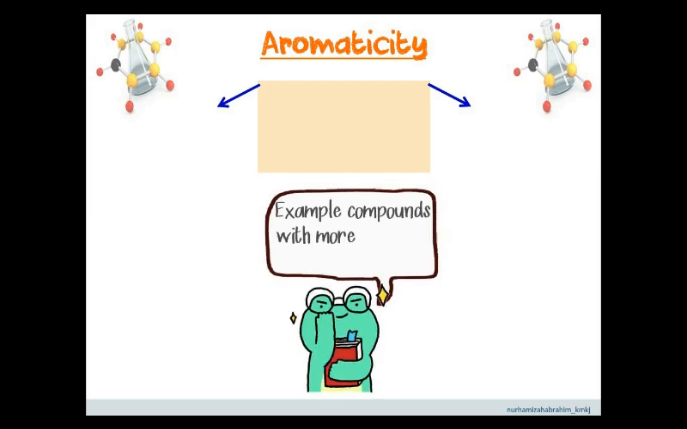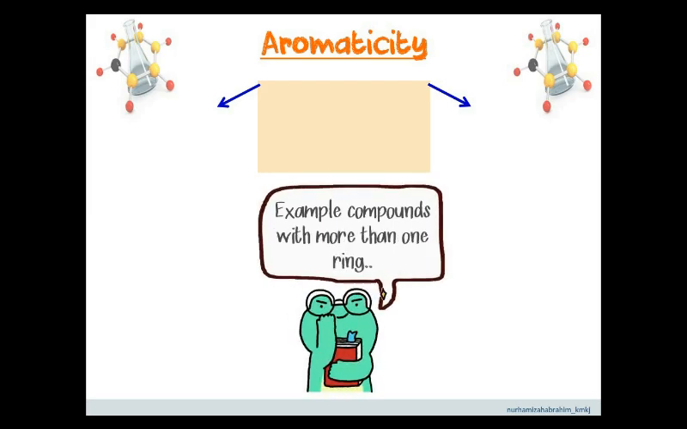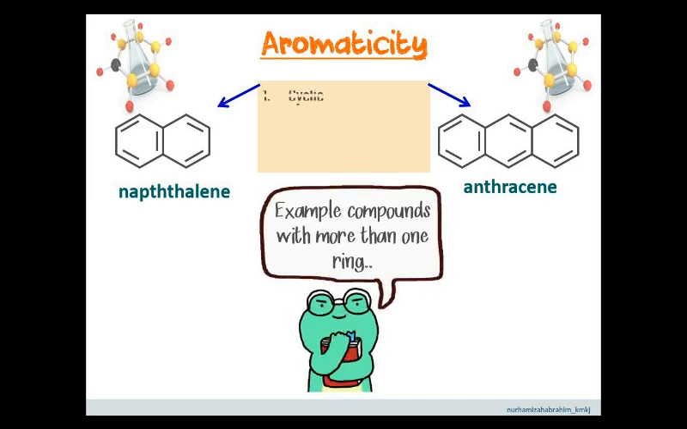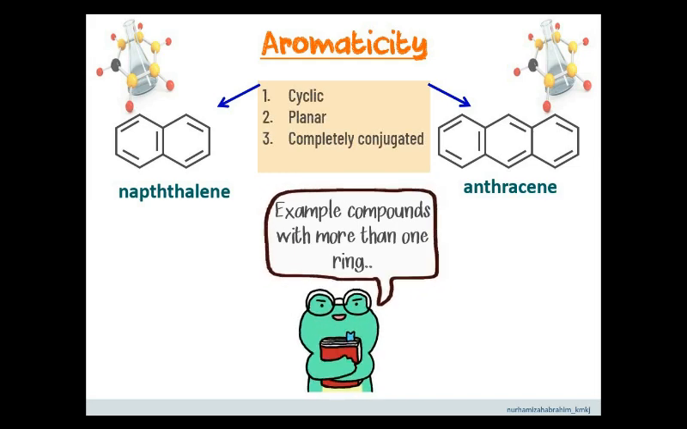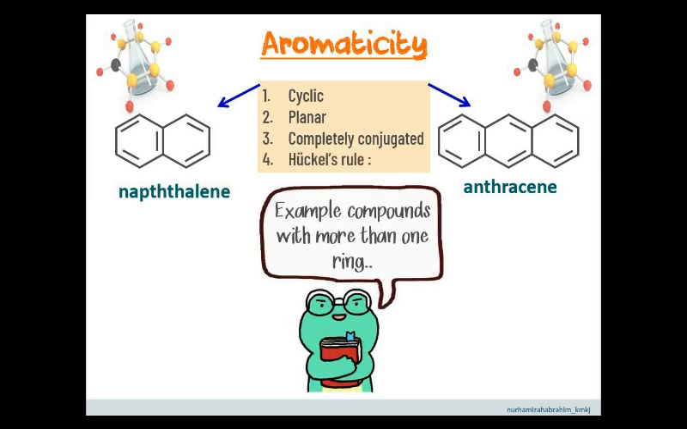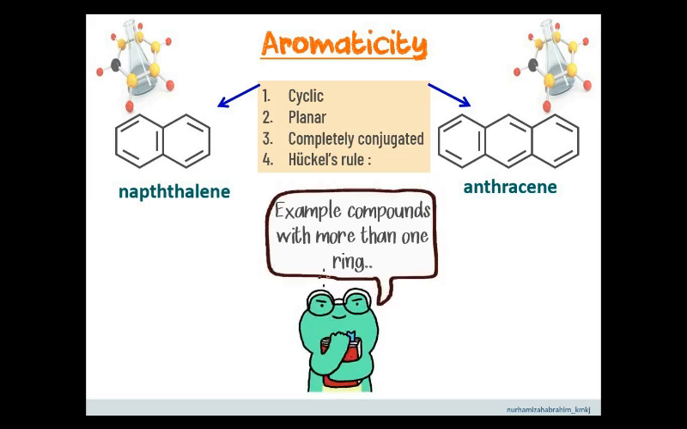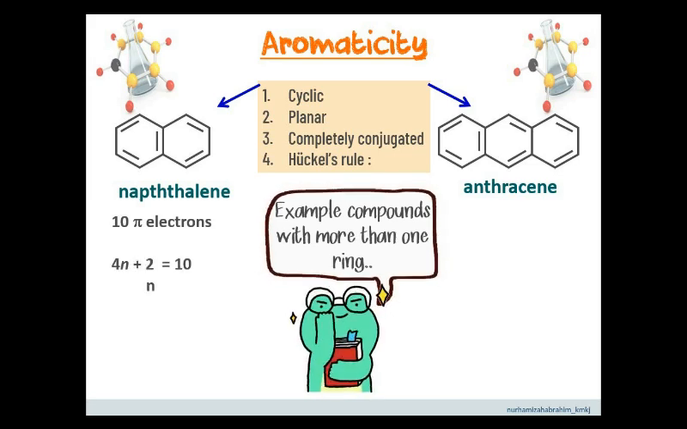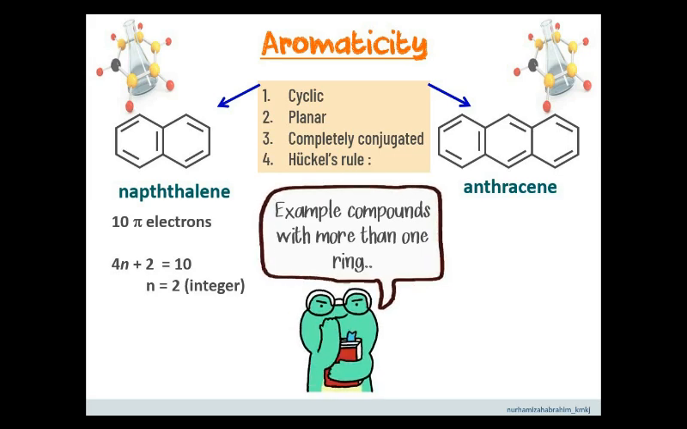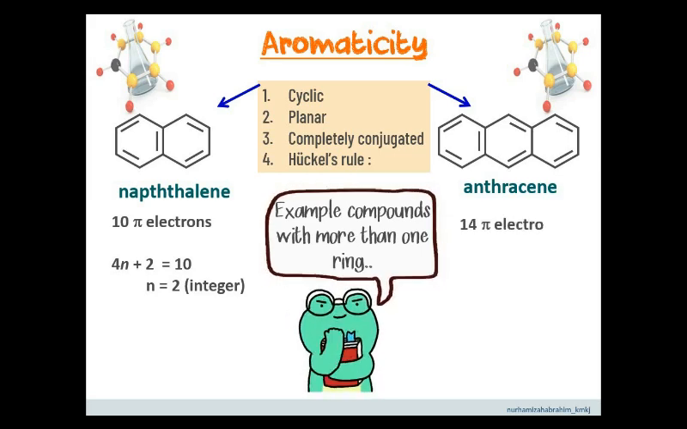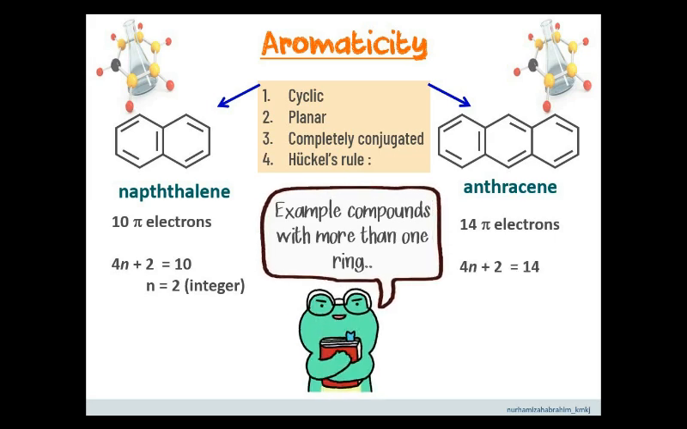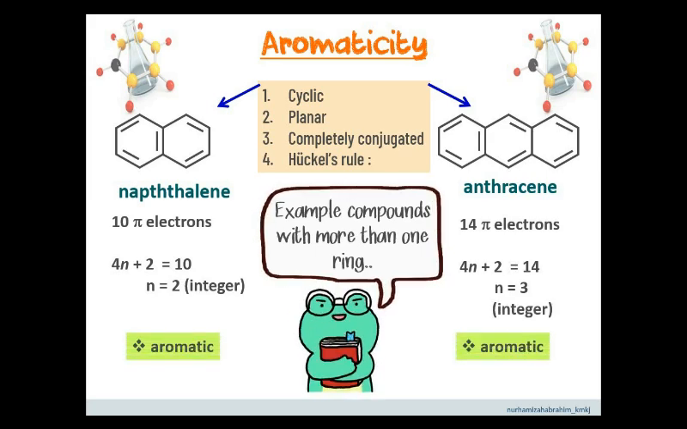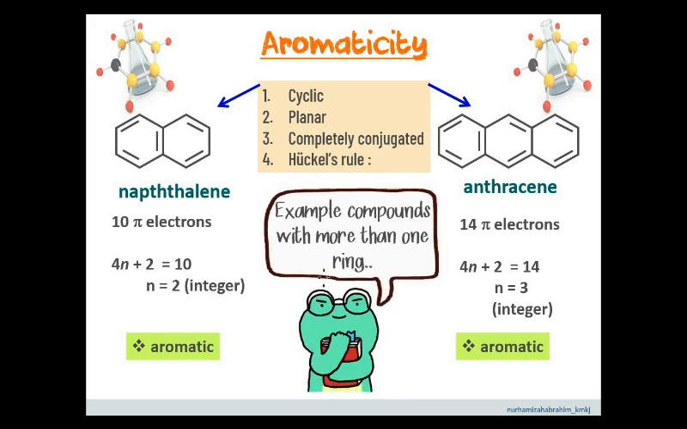Next, let's take a look at examples with more than one ring. The compounds are naphthalene and anthracene. Both compounds are cyclic, planar, and completely conjugated. Now we need to determine whether they satisfy Kekulé rule. For naphthalene, there are a total of 10 pi electrons, so the value of n is equal to 2, an integer. While for anthracene, there are a total of 14 pi electrons, so the value of n is equal to 3, which is also an integer. Therefore, both compounds are aromatic compounds, as both satisfy Kekulé rule.